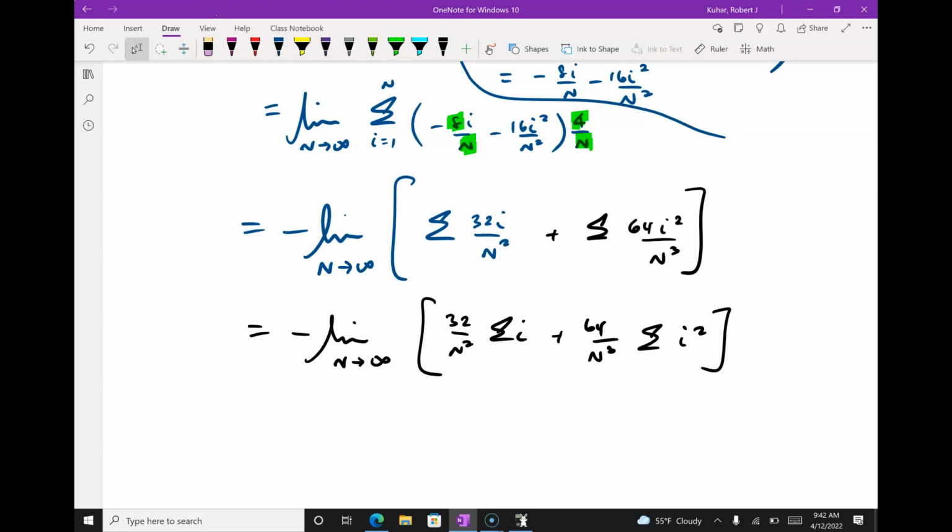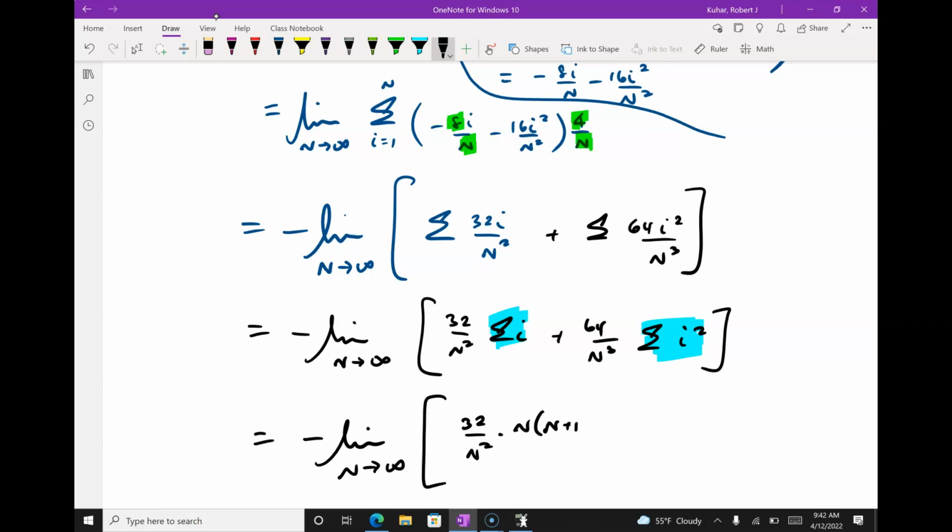Why did you reorder it that way? Like, the system here? Yeah, exactly. Because I have this formula and I have this formula on my formula sheet. So I get minus the limit as n goes to infinity of 32 over n squared times n plus 1 all over 2, plus 64 over n cubed times n plus 1 times 2n plus 1 all over 6.